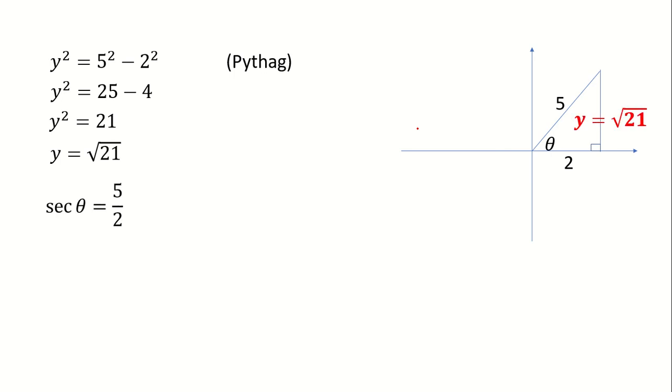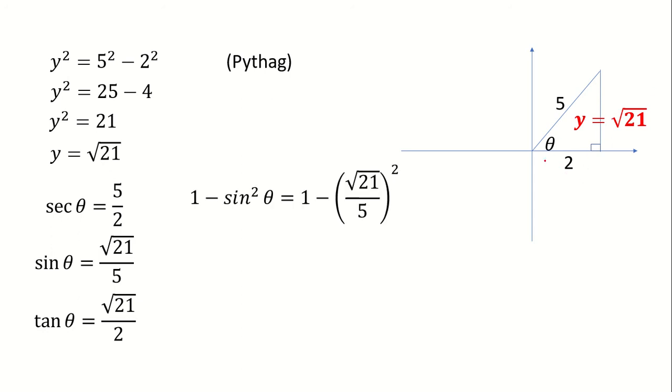I will start with sec theta. Alright, sec, as I've said, will be your hypotenuse over your adjacent, which is 5 over 2. The next one will be sine, which is opposite all over hypotenuse. It will be square root of 21 over 5, and tangent will be opposite all over adjacent, which is square root of 21 over 2, right? And then we're going to have 1 minus sine squared theta, where for the sine I'm going to substitute opposite all over hypotenuse, which is the square root of 21 over 5, and when I square the square root of 21, I'm going to get 21.